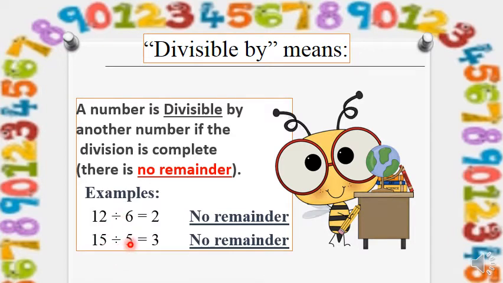15 divided by 5 is equal to 3 with no remainder. So 15 is divisible by 5. Okay, meaning that if I divide 15 over 5, I can distribute them into 5 groups. No remainder.